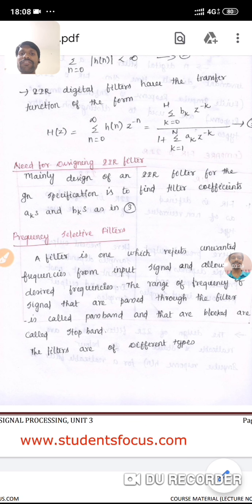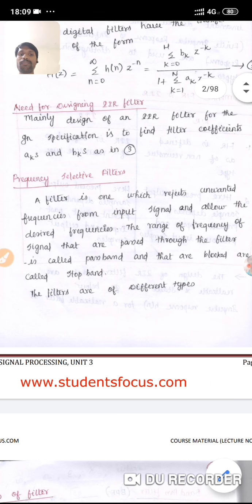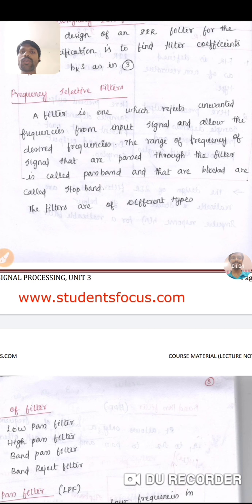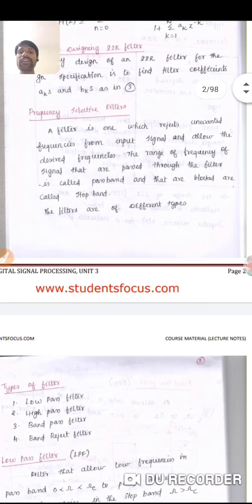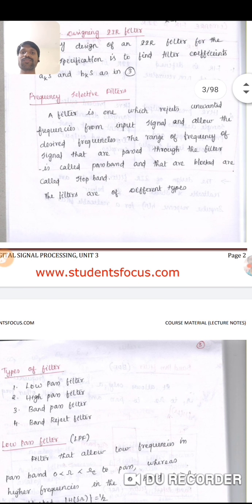Designing of an IIR filter for the given specifications means we have to find the coefficients, that is ak and bk, where ak are the output coefficients and bk are the input coefficients. If you find those coefficients, then the filter is designed. So before going to designing the filters, let us first review the filters.